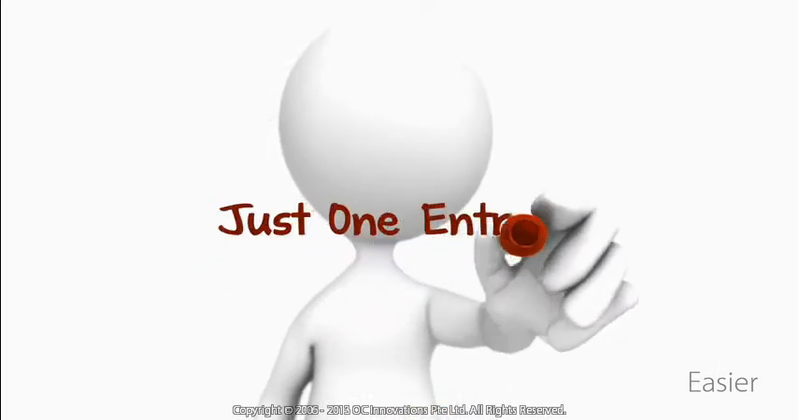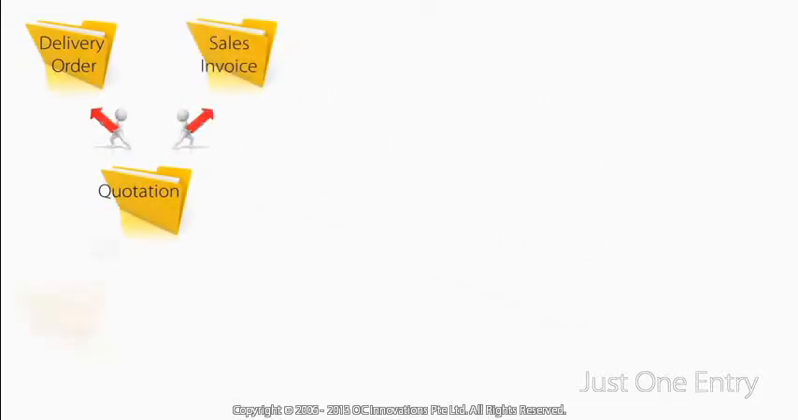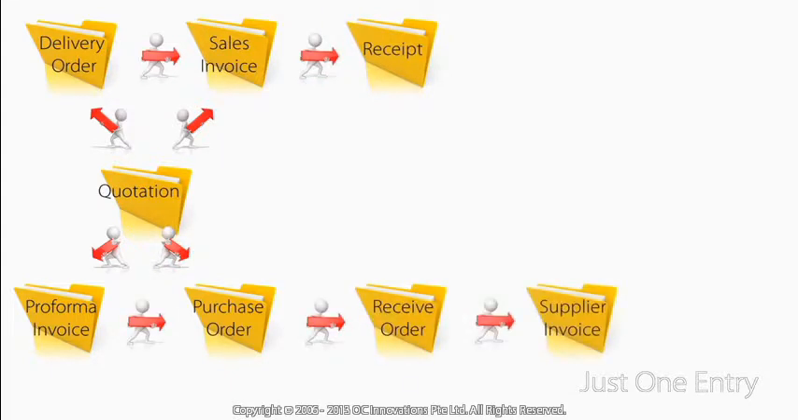Just one entry. This system is so versatile that from a single entry in quotation, the details can be imported into delivery order, sales and pro forma invoice, and purchase order. And DO can also go into sales invoice and receipt. Likewise, pro forma invoice can go into purchase order, receive order, supplier invoice and finally the payment voucher.